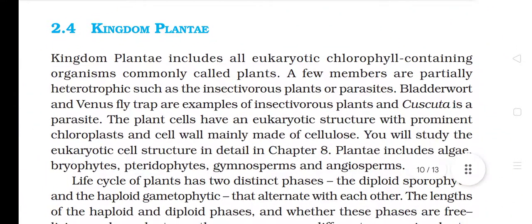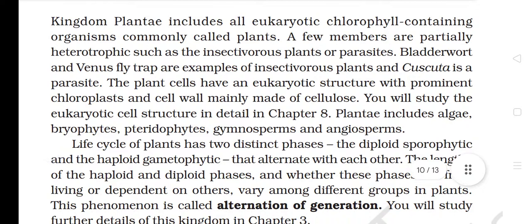2.4 Kingdom Plantae. Kingdom Plantae includes all eukaryotic chlorophyll-containing organisms commonly called plants. A few members are partially heterotrophic, such as insectivorous plants or parasites. Bladderwort and Venus flytrap are examples of insectivorous plants, and Cuscuta is a parasite. The plant cells have a eukaryotic structure with prominent chloroplasts and cell wall mainly made of cellulose. You will study the eukaryotic cell structure in detail in Chapter 8.